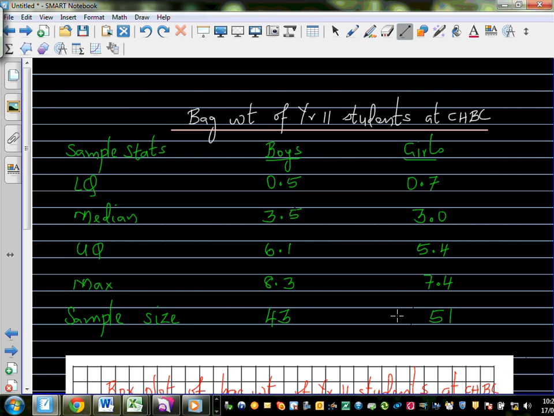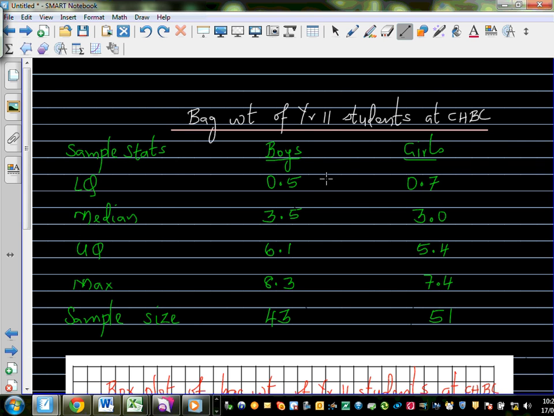Now, if there's a difference of sample size, that's not going to affect your decision, because whenever you have a sample over 20 approximately, sample size doesn't make any difference. You can do an experiment yourself. Get the sample bag weight of around 20 students and then around 40, and your decision would not change. That's based on a theorem called the central limit theorem.